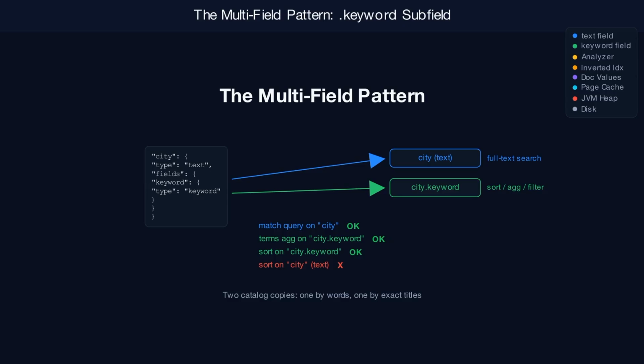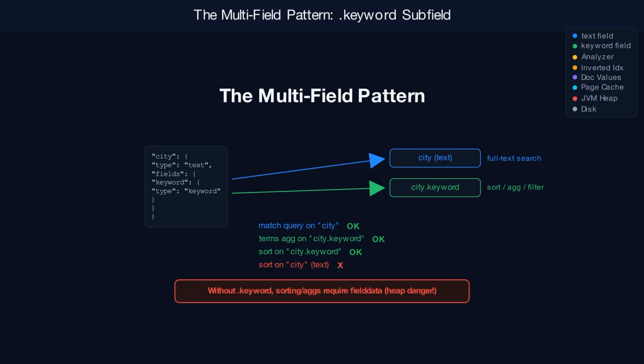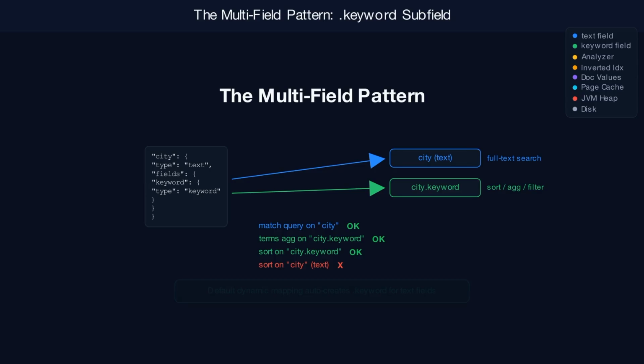Think of it like keeping two copies of a library catalog, one organized by individual words for searching, and one organized by exact titles for alphabetical sorting. Why does this matter? Because without the keyword subfield, you would need to enable fielddata on the text field for sorting and aggregations, which loads analyzed tokens into heap memory and is strongly discouraged.